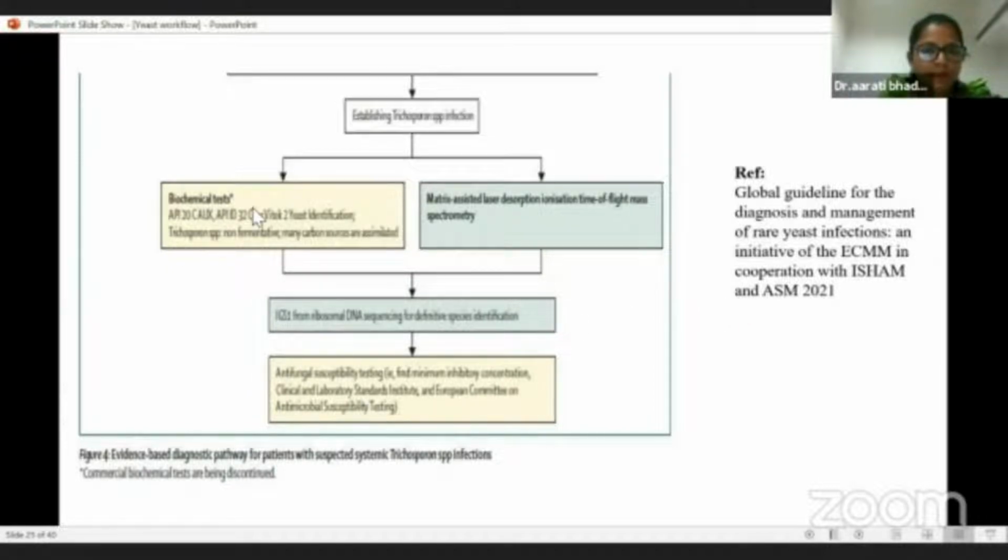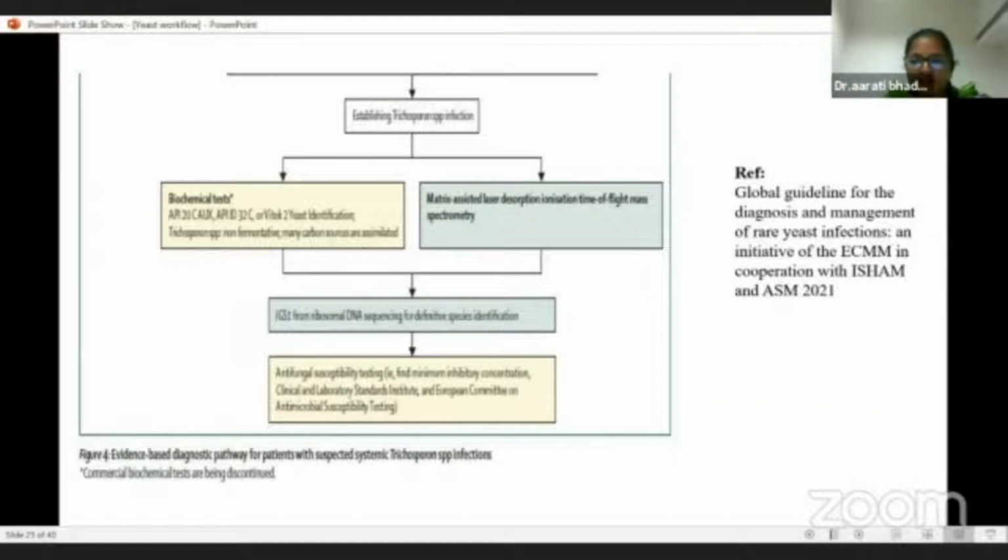But the conventional means, most of the identification systems cannot give the correct species of Trichosporon. So MALDI-TOF and the gene sequencing IGS1 from the ribosomal DNA sequencing will be needed for definitive species identification. And after that, we should perform the antifungal susceptibility testing according to CLSI guidelines.